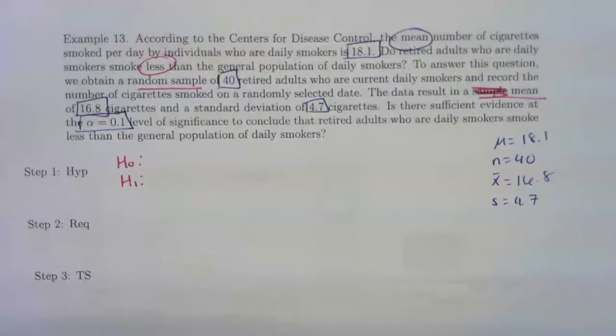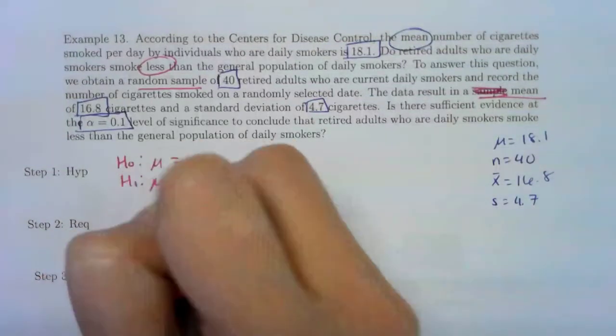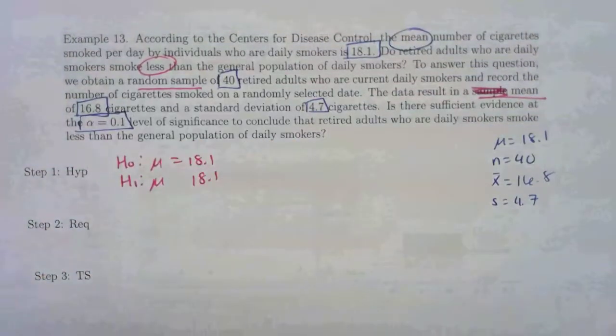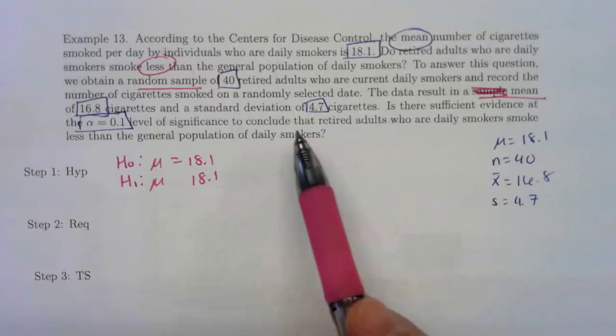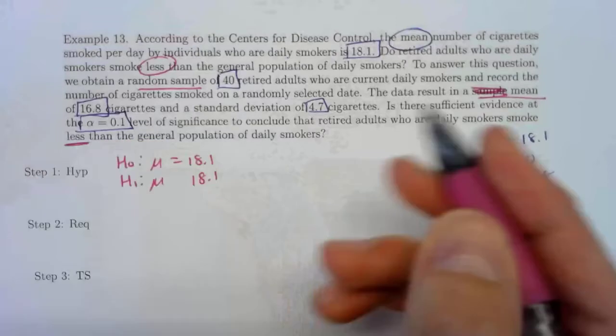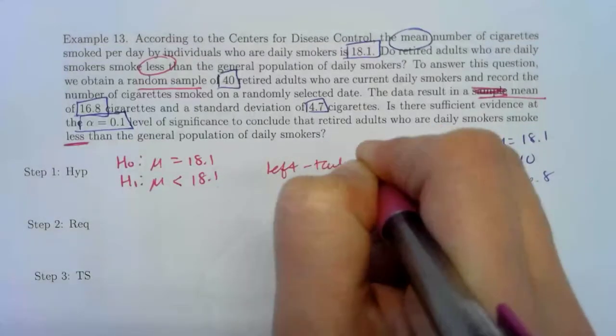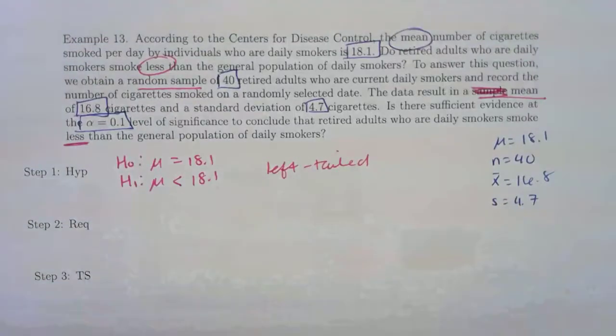So let's state our hypotheses. Again, we're talking about mu. We said the status quo value is 18.1, and our null statement is always equal to. And as we mentioned, the question asks us if we can conclude that retired adults who are daily smokers smoke less than the general population. So this would be a left-tailed test.